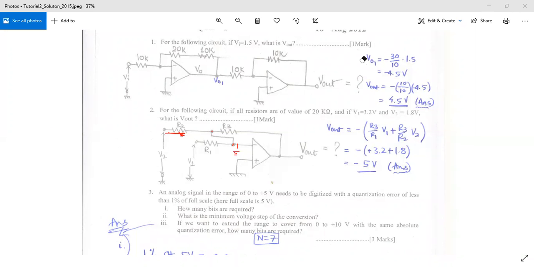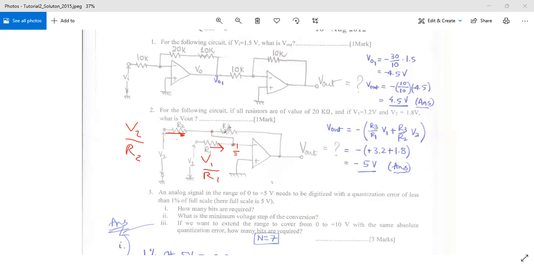That is one set of current. And then the current in this other branch is basically equivalent to V1 divided by R1. Now we know the current in this branch and in this branch.